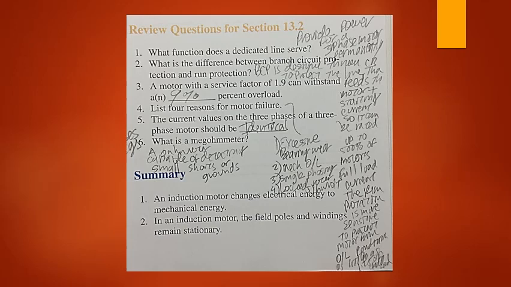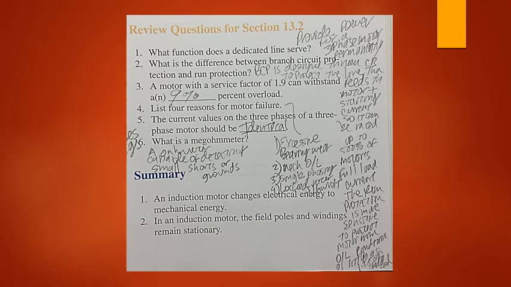Question 4. List 4 reasons for motor failure. 1 is excessive bearing wear. 2 is mechanical overload. 3 is single phasing, or the loss of a phase. And 4 is a locked rotor or low voltage condition.